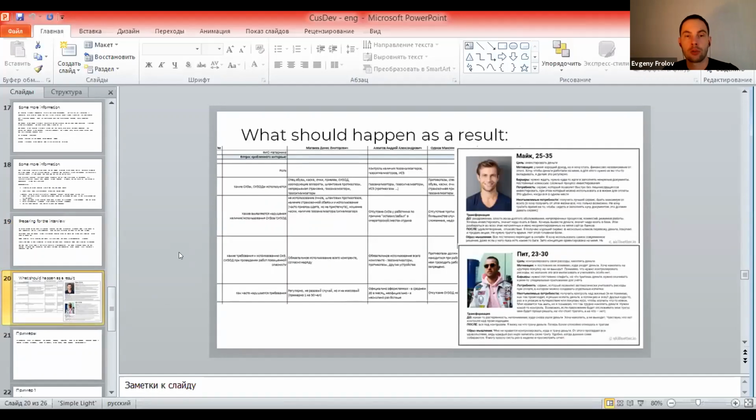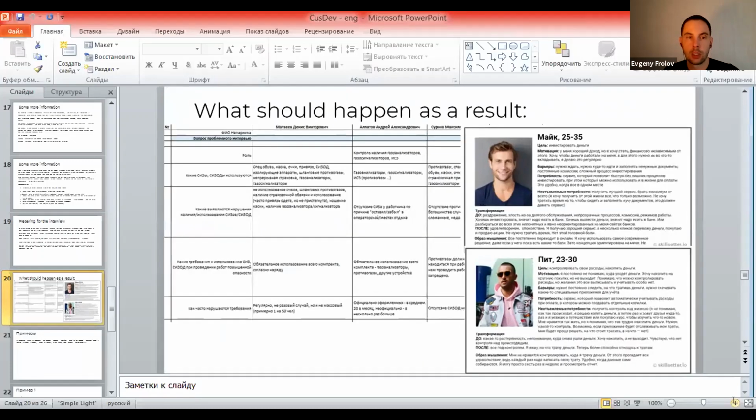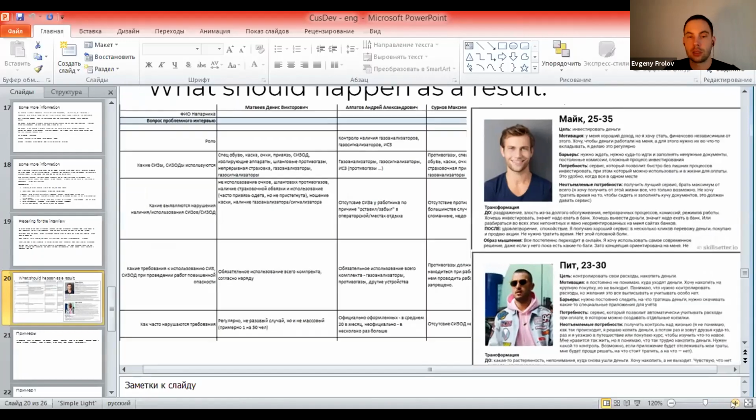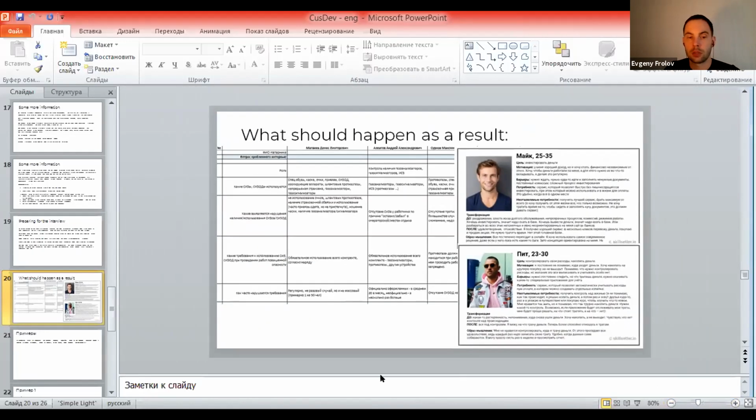Yeah, what should happen as a result? Here, if you can see, I hope, if not, I will make it a bit bigger. In the left side of this slide, you can see this Excel file that I usually use. Here are the questions of the problem interview in the left column. Then I put down answers of the person. Not rocket science, but it helped to structure the information.